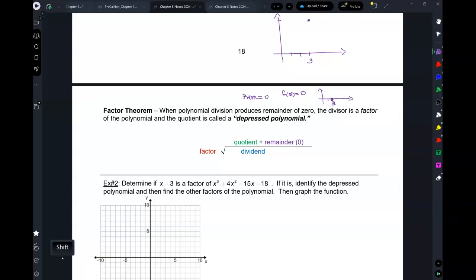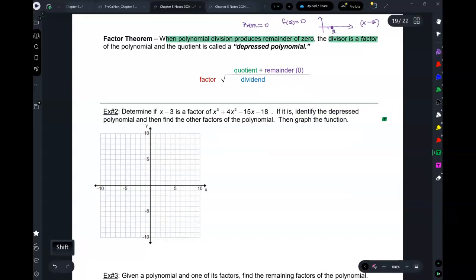And if at a point the y value is 0, this is an x-intercept, right? That means if it's an x-intercept at x equals 2, then x minus 2 is a factor of this polynomial. Okay? So that's what this is saying. When polynomial long division produces a remainder of 0, the divisor is a factor of the polynomial.